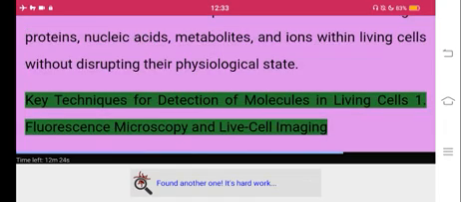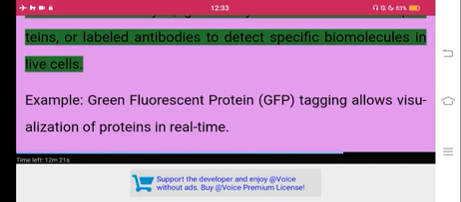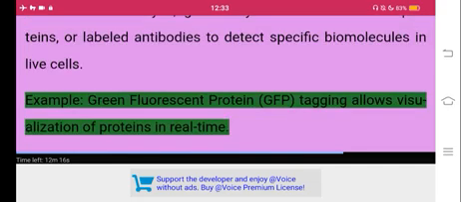Key techniques for detection of molecules in living cells: 1. Fluorescence microscopy and live cell imaging. Uses fluorescent dyes, genetically encoded fluorescent proteins, or labeled antibodies to detect specific biomolecules in live cells. Example: green fluorescent protein (GFP) tagging allows visualization of proteins in real time.